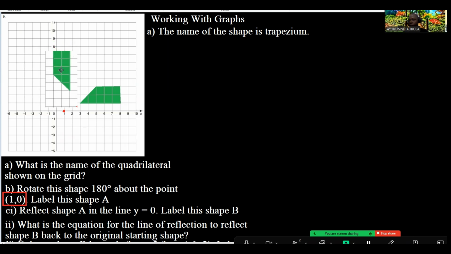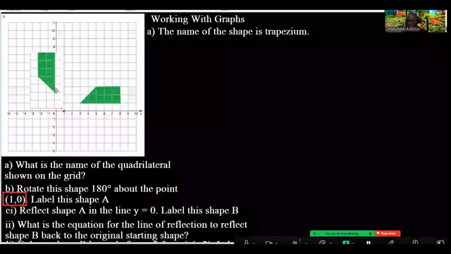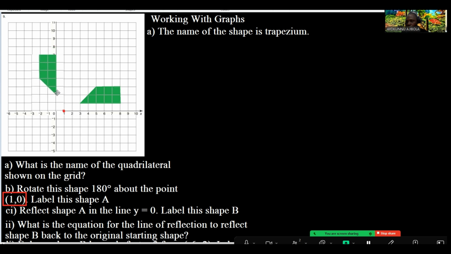I wish I could use my hand to do it, but this is going to move like it's turning this way, but about this point, okay? About this same point. So it's only that point I am rotating. Is that clear? Yeah. So the shape has moved.